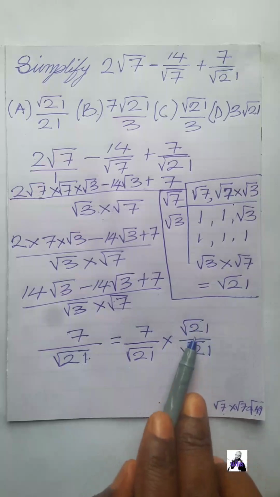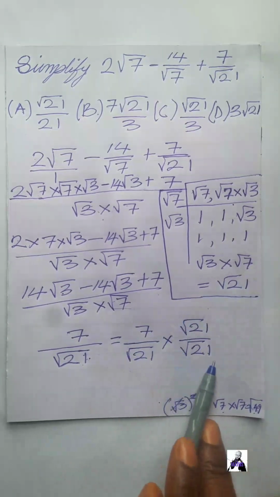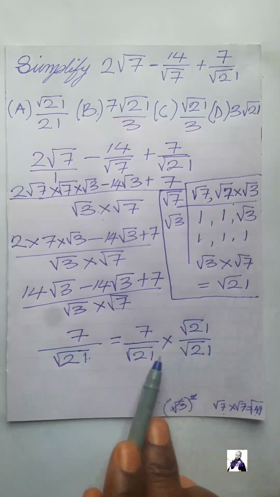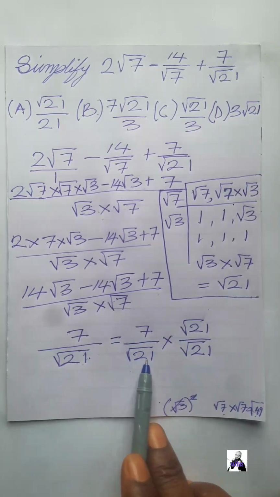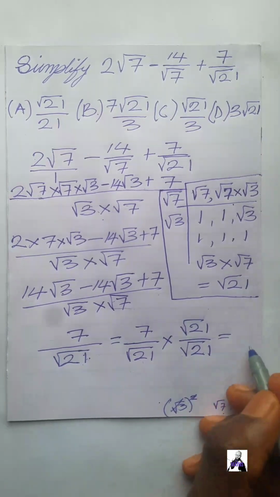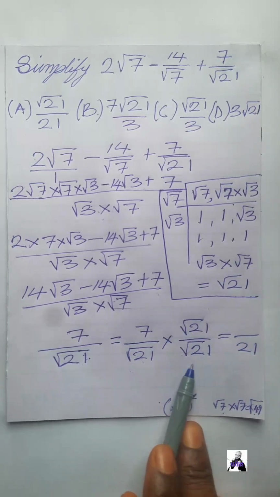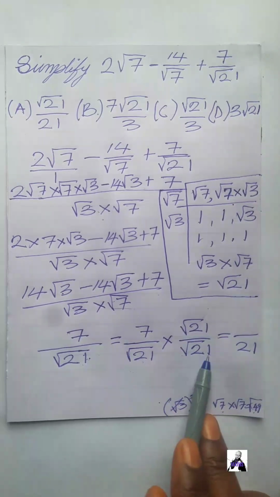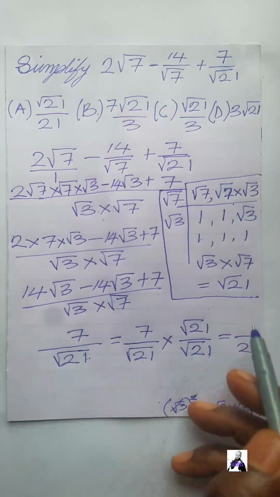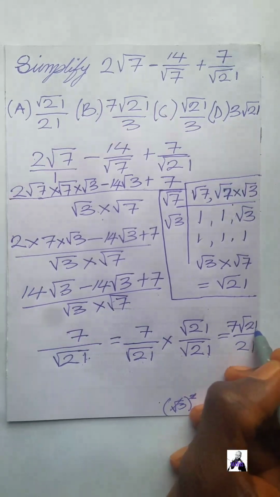Why? Look at this. This is 1. They will cancel out to 1. You haven't changed the original question because you are simply multiplying by 1. But what it does is that it will allow root 21 to multiply root 21, and like I told you, that becomes 21. It comes out of the square root sign. Do you see that? And then the numerator, what happens to the numerator? This becomes 7 root 21.